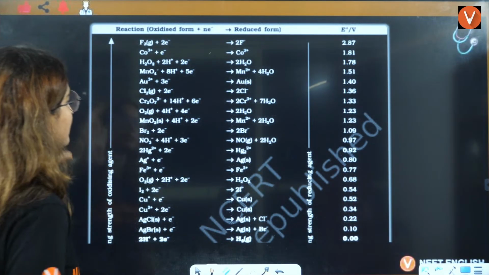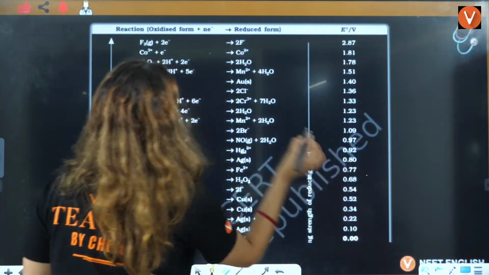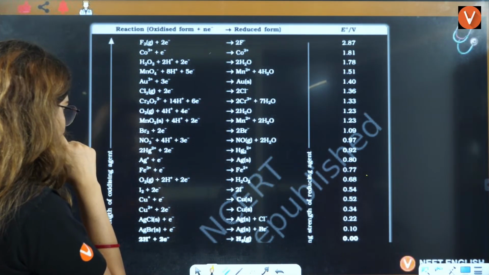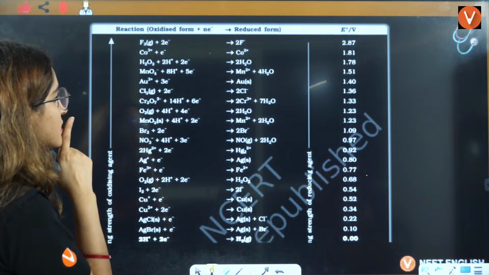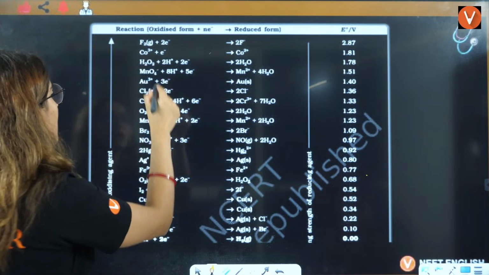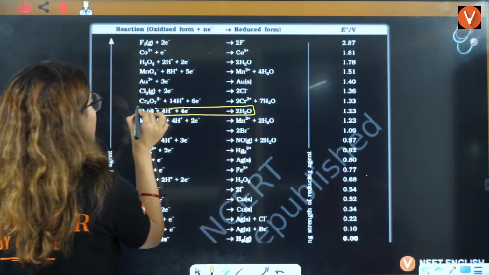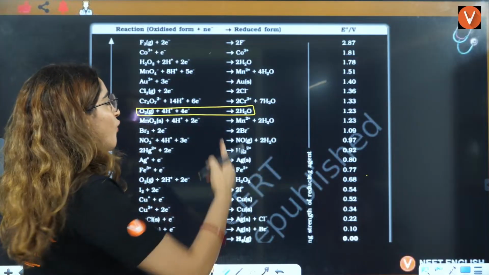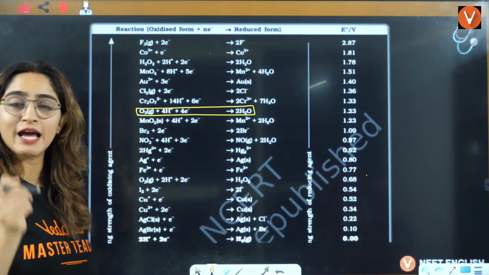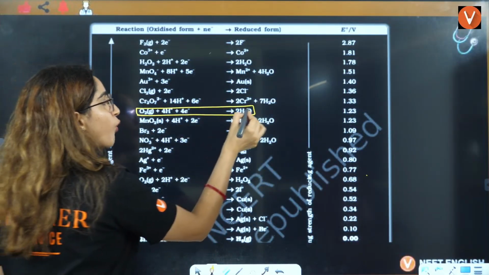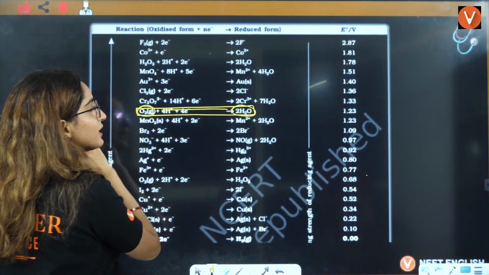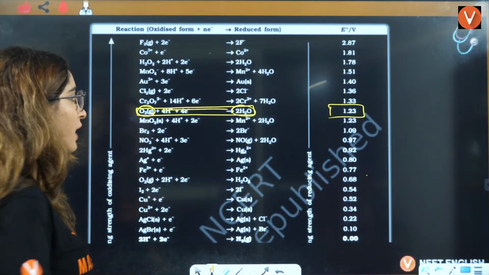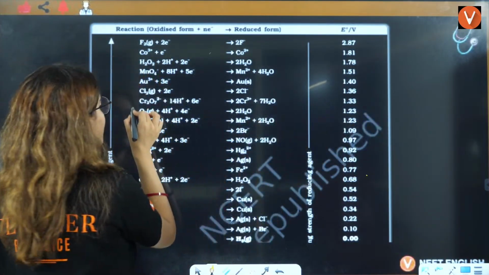This is from your NCERT only. So if you see this, H2O, wait a minute. Here they have written the reduction potential, oxygen to water. I am doing the opposite, I am doing water to oxygen, and that's why I have written minus 1.23. So this is the value that we have picked.